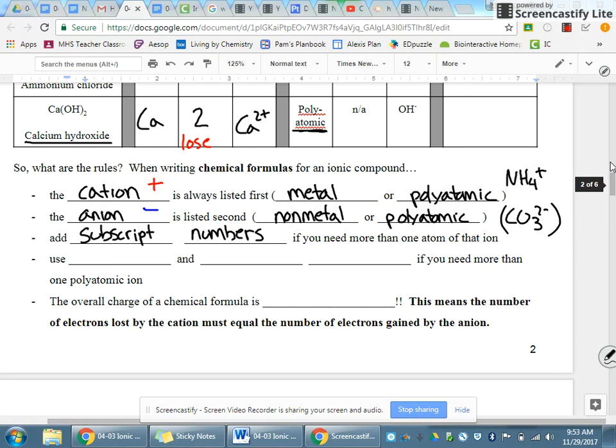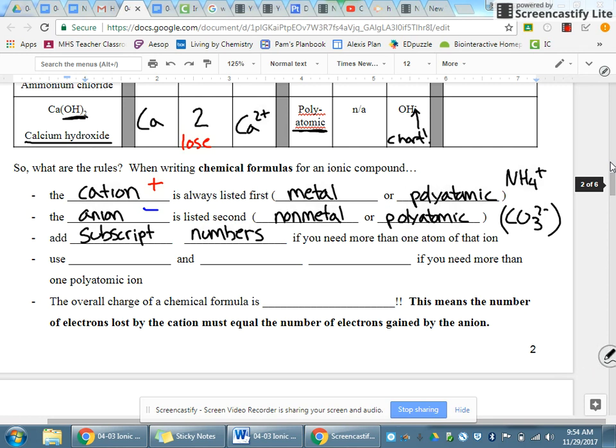We have a polyatomic for our anion because it's the second thing listed, and that is OH-1. We can get this charge from our chart if we weren't given it.